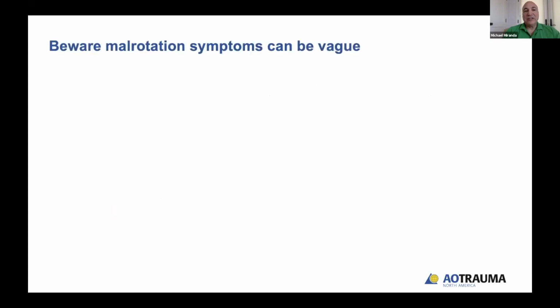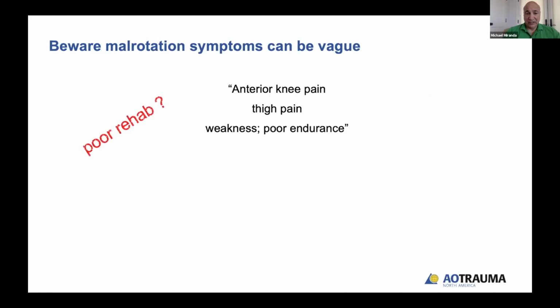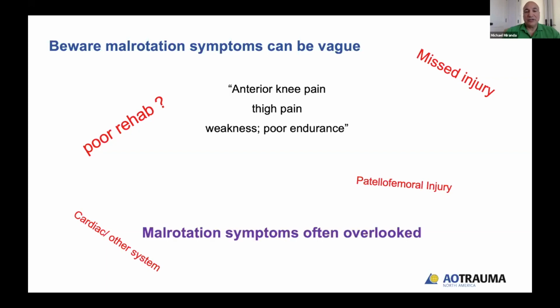With regard to history, malrotation patients can have very vague symptoms. This woman has anterior knee pain, thigh pain, weakness, poor endurance. I mean, that's a number of different potential etiologies. Could have just been poor rehab, right? She has some quad weakness that gives her some anterior pain. She could have a missed injury. She could have poor endurance because of her cardiac system or another system, or she could have had a patellofemoral injury like so many of our femur fractures do. So there's a lot of different reasons why malrotation can be missed just on the history.